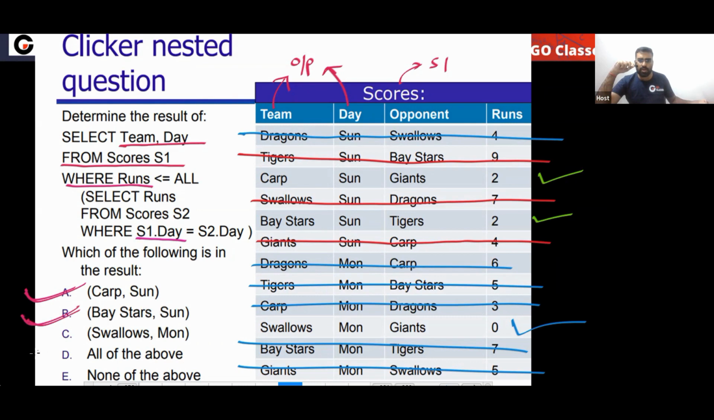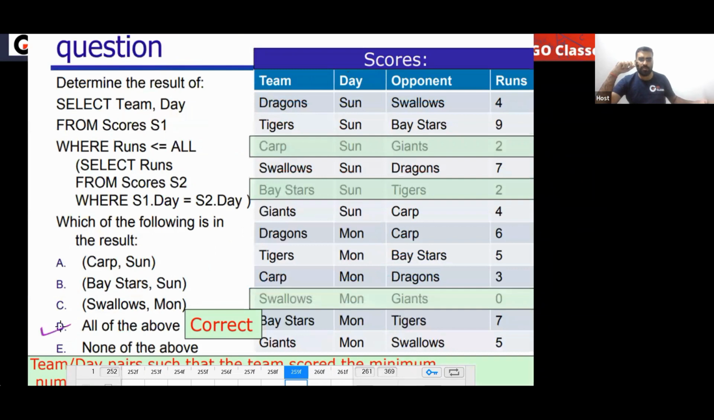Next, Swallows on Monday. Okay, so all of the above. The answer will be option D. Isn't it interesting? Very simple question. Correlated queries are very, very simple questions. You can very easily do them. So your answer will be all of the above.